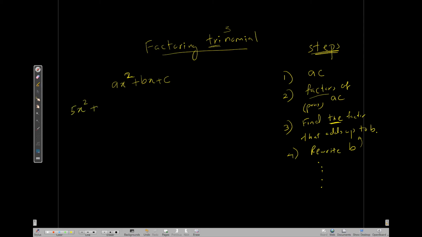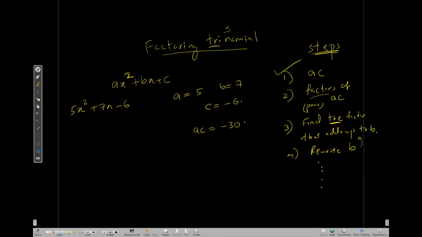5x squared plus 7x minus 6. Now all the factoring techniques that you know up to now won't work, right? There is no greatest common factor and you don't see any factoring formula, like a plus b squared or a squared minus b squared, nothing here. So you have to use this technique. First thing that you need to do, find a times c. So first identify a, b and c. A is 5, b is 7 and c is negative 6. So a times c is 5 times negative 6, negative 30. So that's our first step. Then factors of negative 30.